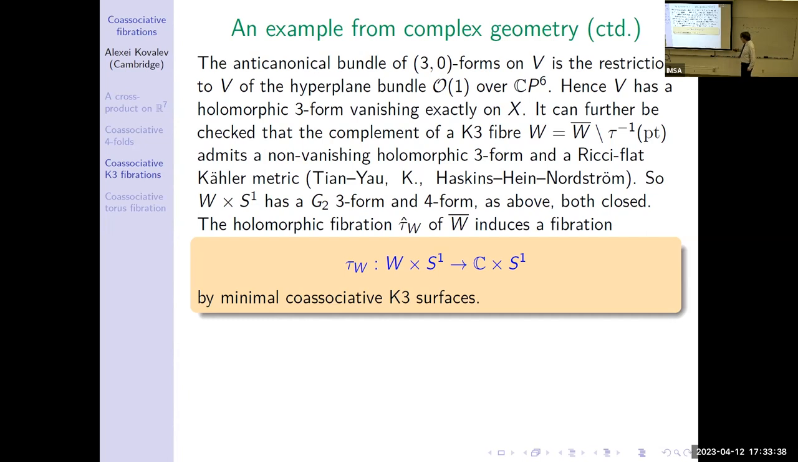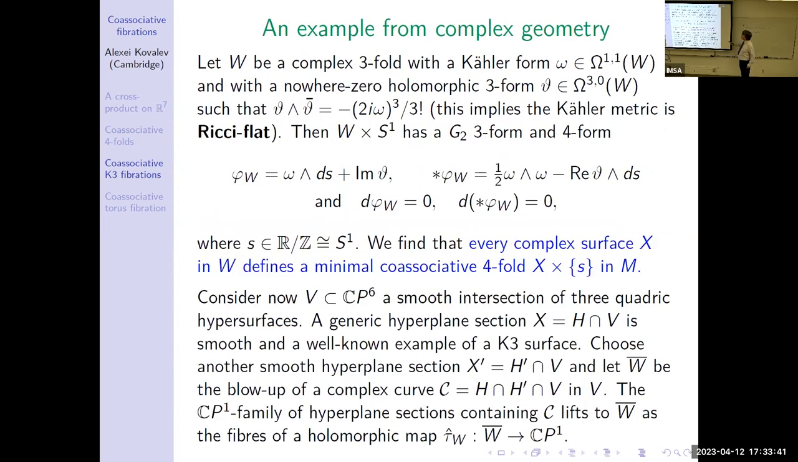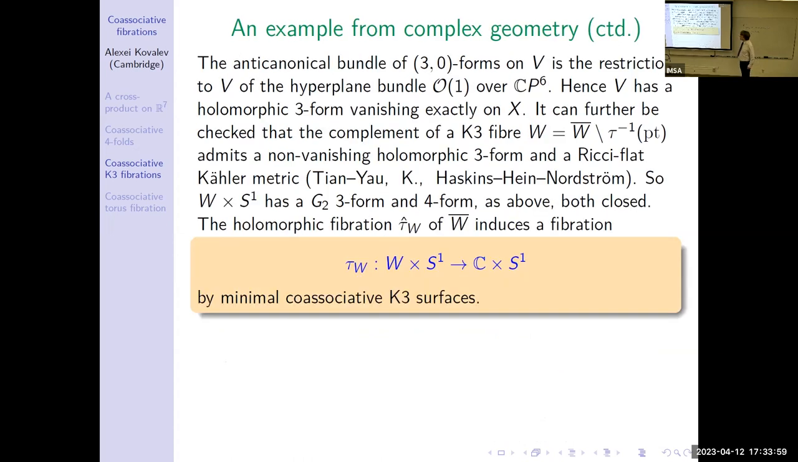So we can find this appropriate W. Let's just go to the previous slide, recall what we wanted. So we wanted this theta and omega. We can have that if we start from the intersection of three quadrics, blow up this curve, which comes from this CP1 family, and then remove one of the fibers. Okay, and so we'll get this Ricci-flat Calabi-Yau space, and we still have this holomorphic fibration. We can now take a product with a circle to get some manifold, and then we'll get these minimal co-associative K3 surfaces. But our space is not compact here. So we haven't yet done something too ambitious, we just exploited some algebraic geometry and then a bit of a Calabi-Yau theorem inspired by Tian and Yau.